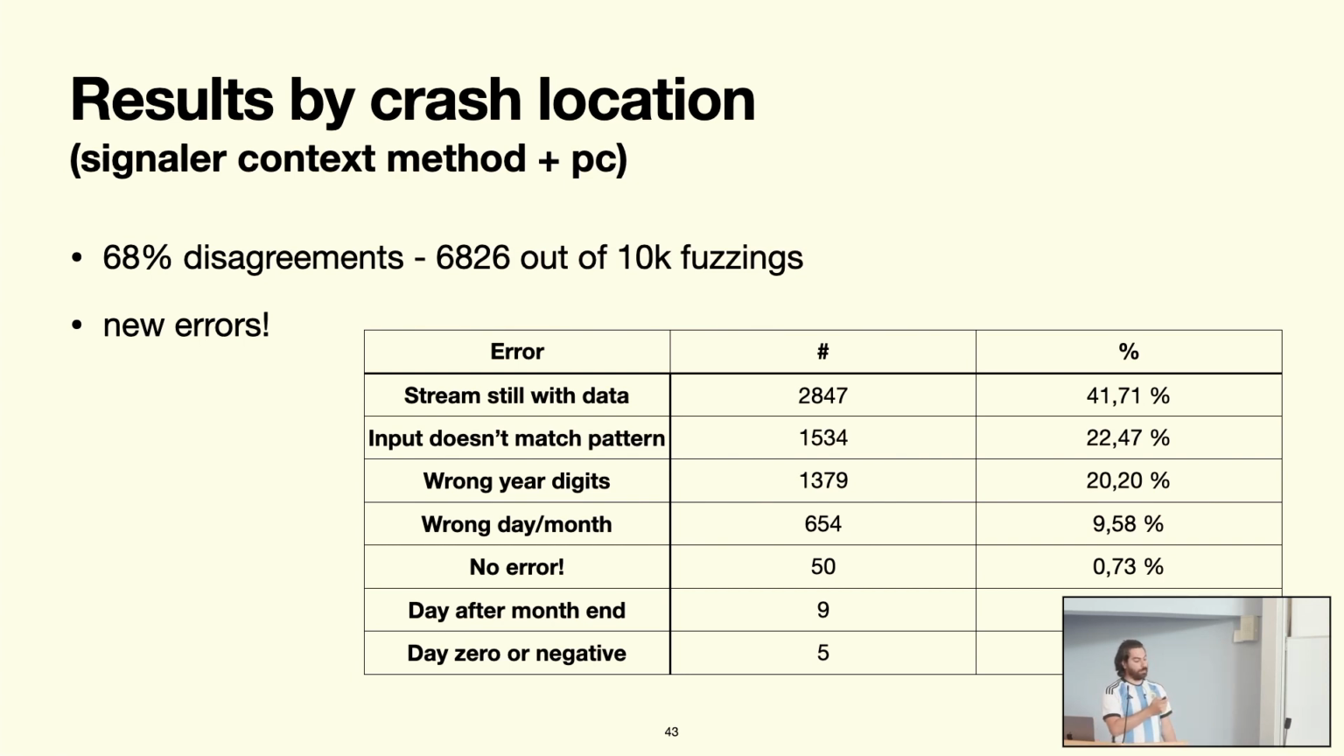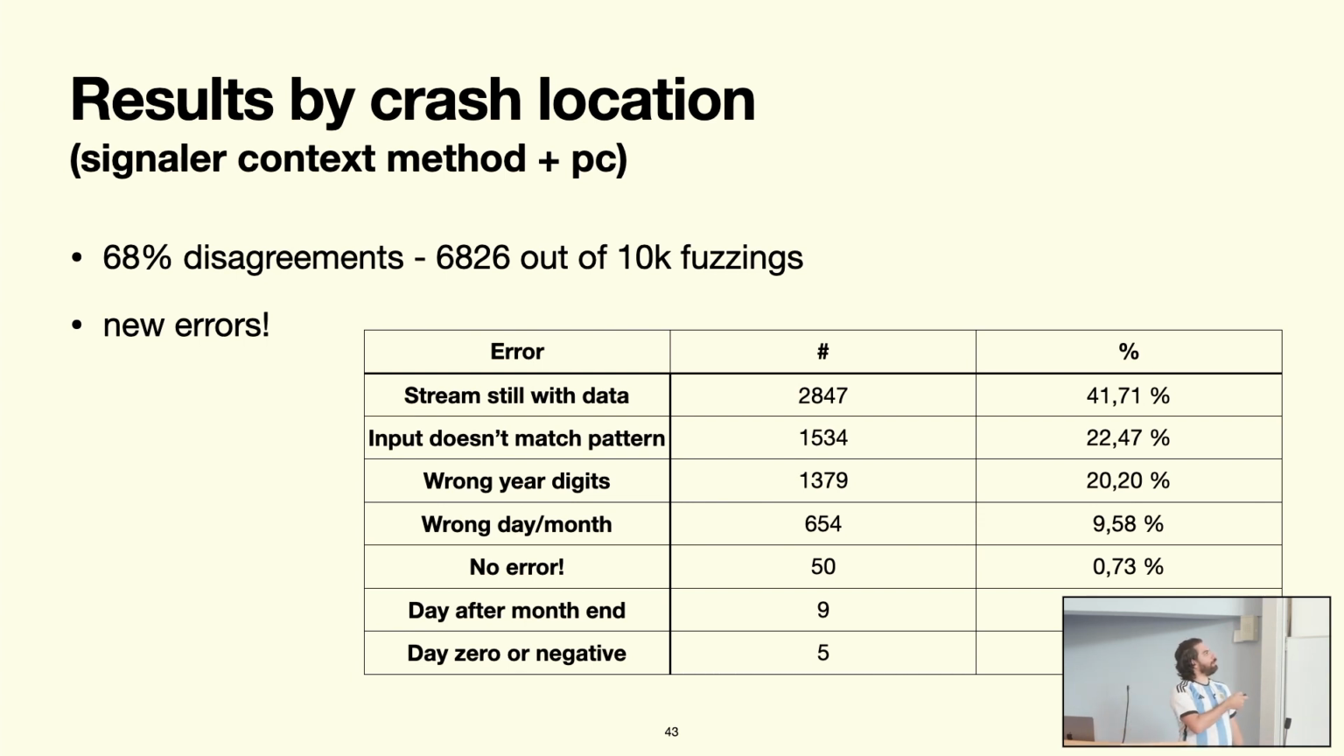Actually, we had 68% of disagreement between both of them. Then we have to go and take a look at them. I grouped them by the signaler context method and the program counter. Like that, I know that they are exceptions raised in the same place. And we have about seven different categories. What is funny is that some of them have less than 1% chance to be hit.